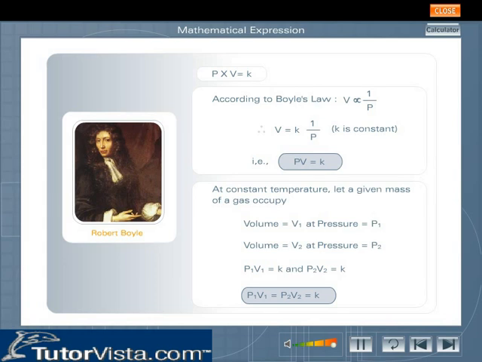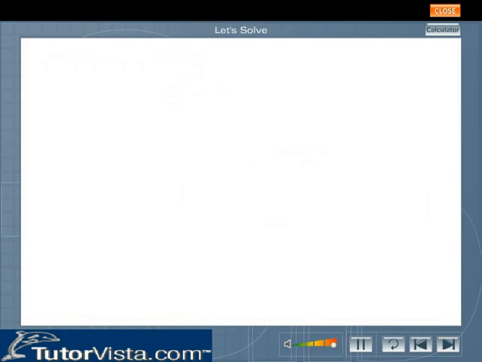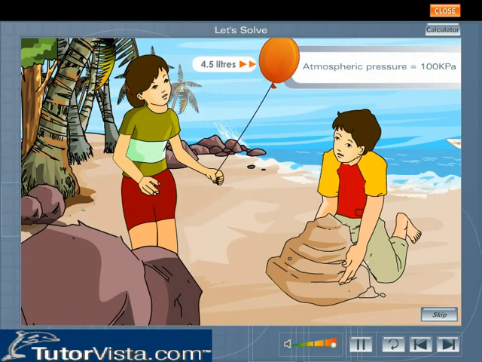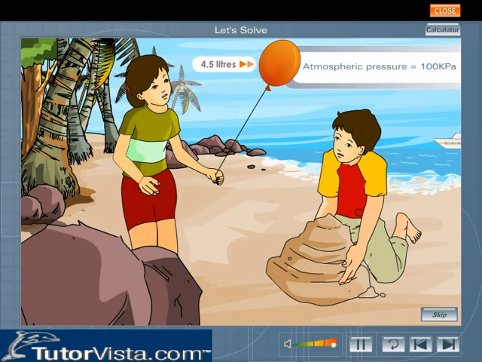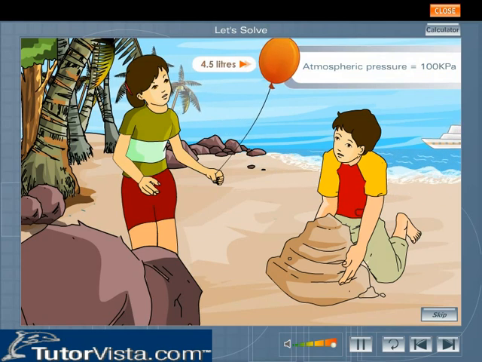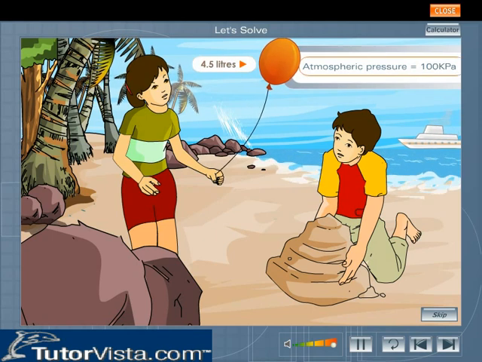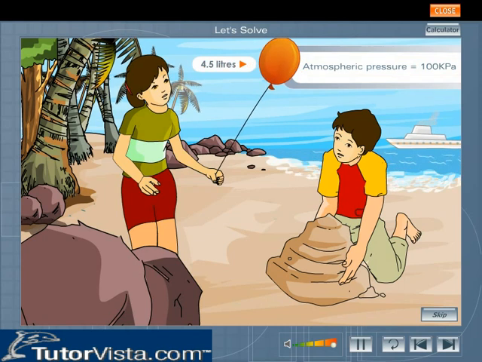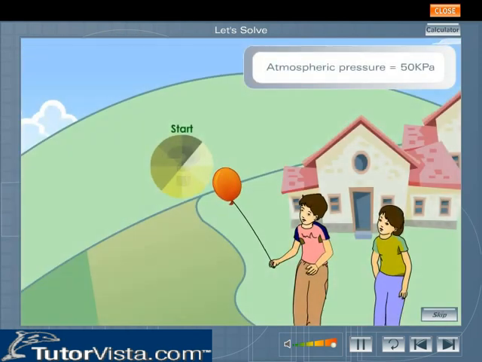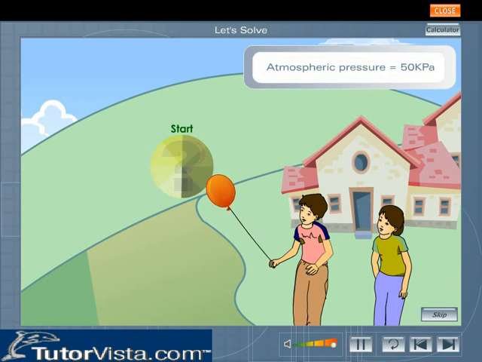Let's now solve a conceptual example. You are holidaying at a beach resort, which is at sea level. You buy a party balloon filled with helium to a volume of 4.5 liters. The atmospheric pressure is measured at 100 kPa. What will be the volume of the balloon if you were to take it to a mountain resort above sea level? The atmospheric pressure at this resort is 50 kPa. Assume that the temperature remains constant throughout.